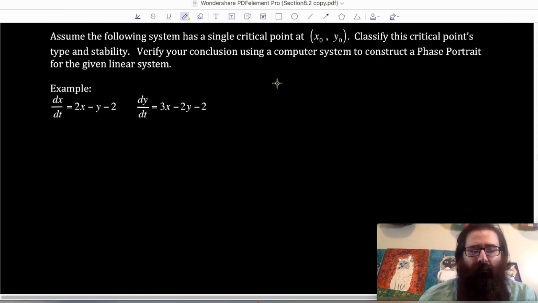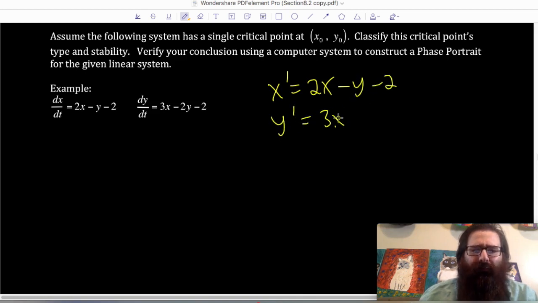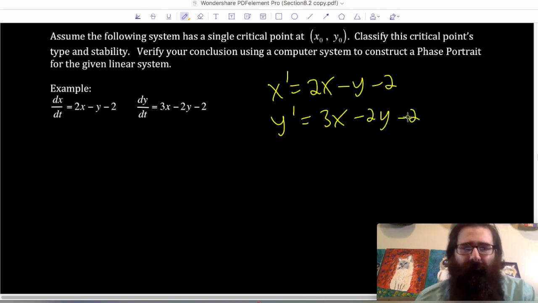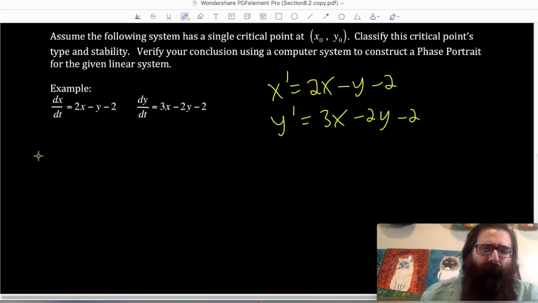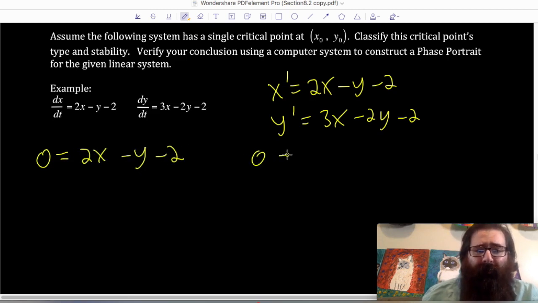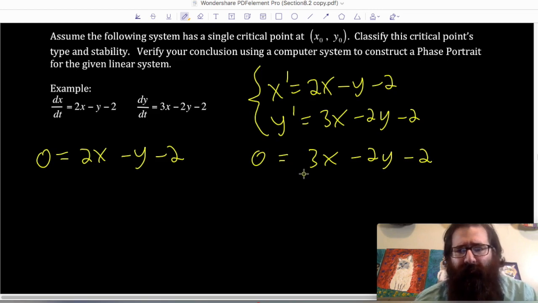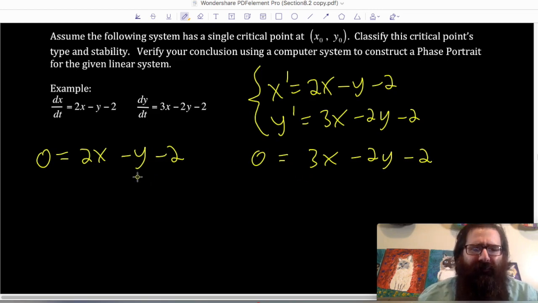Since it's not at 0, 0, here we have x prime equals 2x minus y minus 2, and y prime equals 3x minus 2y minus 2. I want to set x prime and y prime equal to 0. So 0 equals 2x minus y minus 2, and 0 equals 3x minus 2y minus 2. So I'm just taking my derivatives and setting them equal to 0 to try to find the critical point. Now what's nice is this very first equation, I can solve it for y pretty quickly. If I just add y to both sides, I get y equals 2x minus 2.